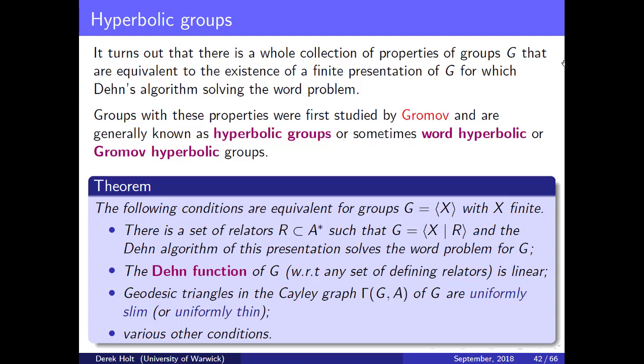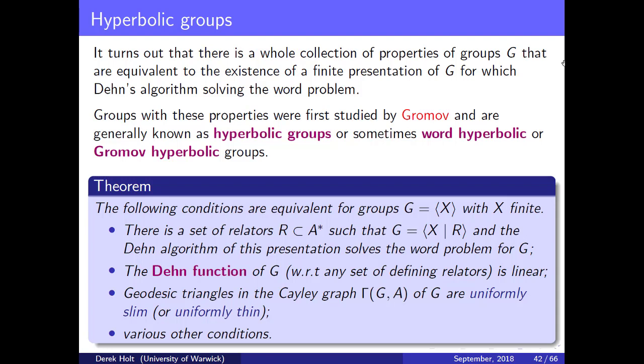The first condition is what I said: there exists a presentation for which Dehn's algorithm solves the word problem. An equivalent condition is that the Dehn function is linear. I can tell you quickly what the Dehn function is. Any word that's the identity is a product of conjugates of defining relators. That's the definition of normal closure. So if the word is of length n, how many conjugates of defining relators do I need? If that function is a linear function of n, then that's equivalent to Dehn's algorithm solving the word problem.